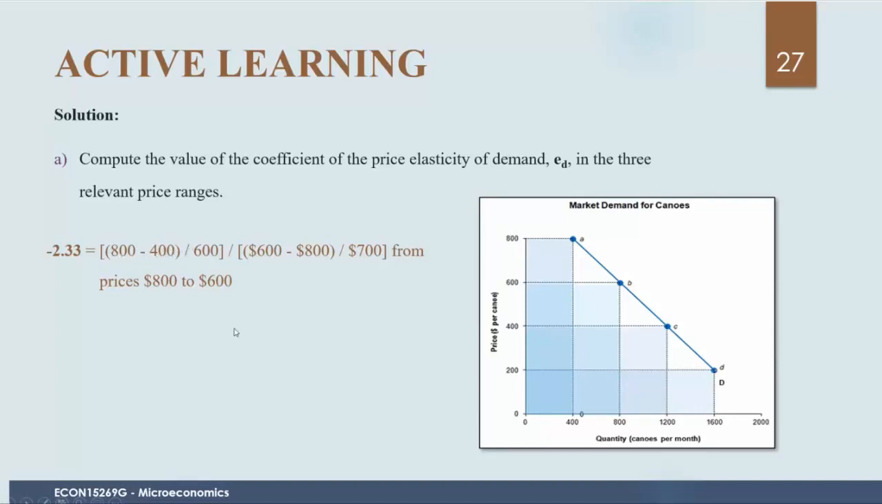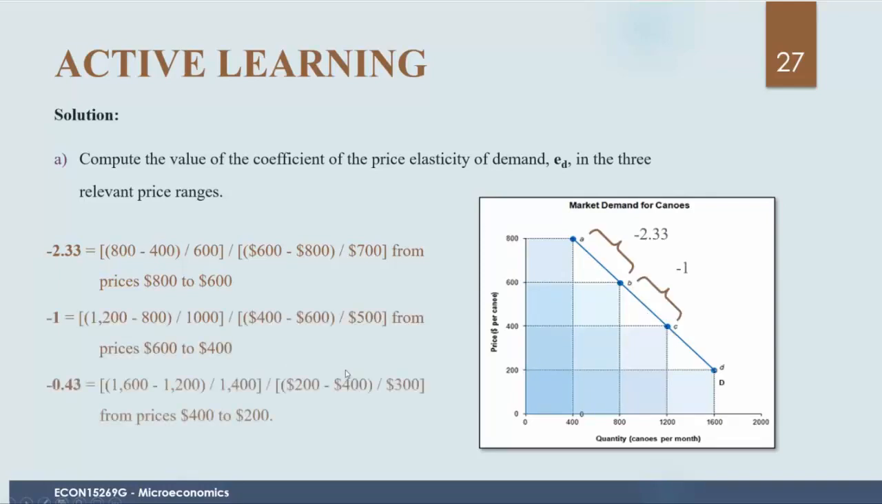Then in terms of the price, we know that the difference in the price is 200, 600 minus 800, and then we divide that by the average price, which is 700. So if we're thinking of the elasticity at this point right in the middle, we will get that it's negative 2.33. It'll be negative 1 here, and it will be less than 1 here.